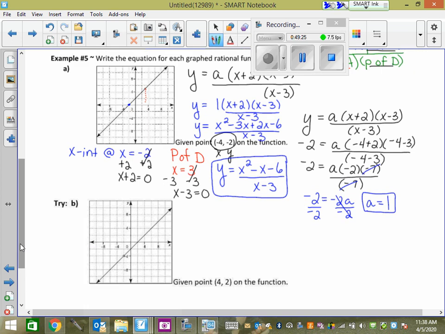You could try B on your own. I'm going to skip it for now. But the way you can try it is you can make your equation, you can type your equation into y equals and see if you actually get graph B. Okay?